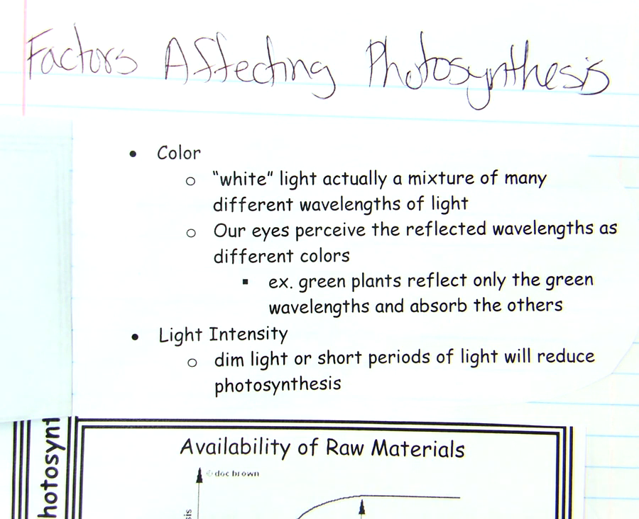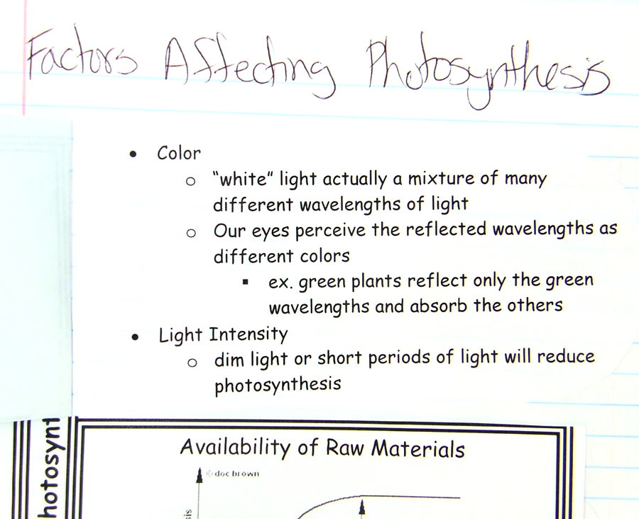You may recall from middle school that white light, like the lights in this room, is actually a mixture of light colors. If we hold it up to a prism, we get a rainbow, a full spectrum of our different wavelengths of light colors. Our eyes perceive the reflected wavelengths as different colors. So green plants, because of the chlorophyll, reflect only the green wavelengths and absorb the others.